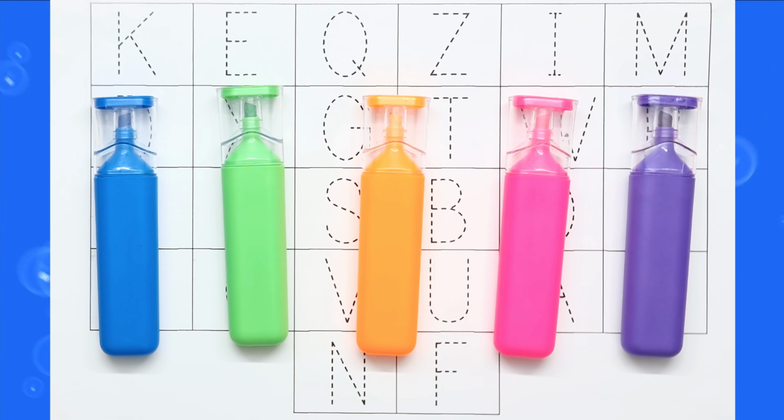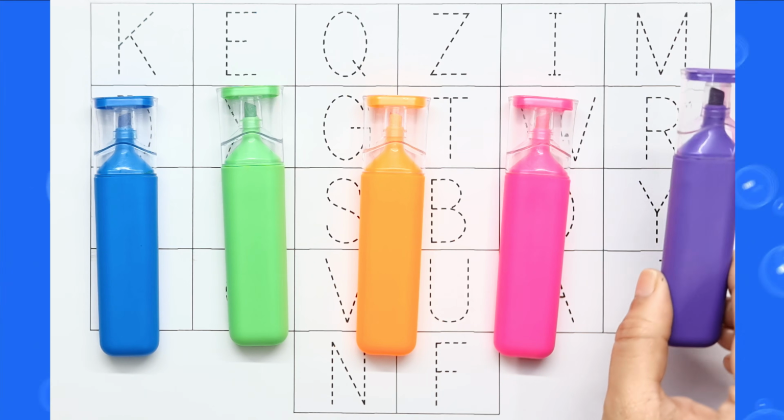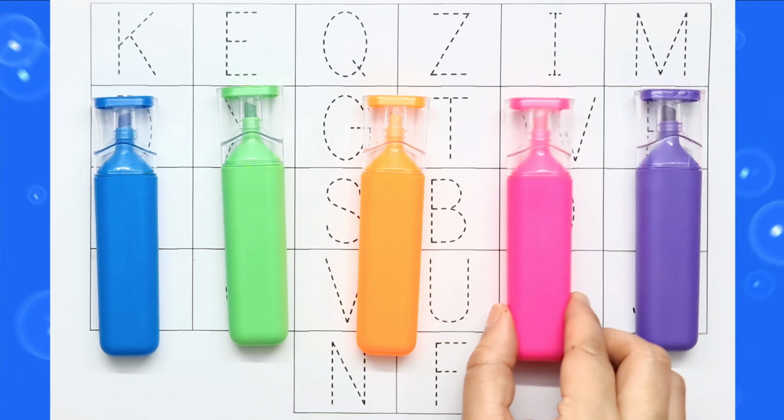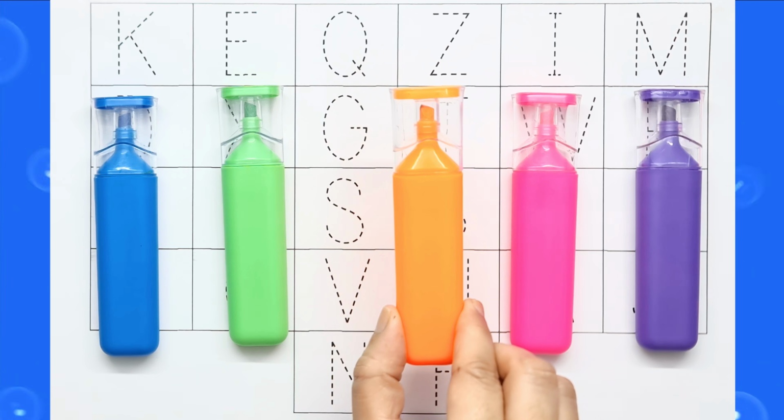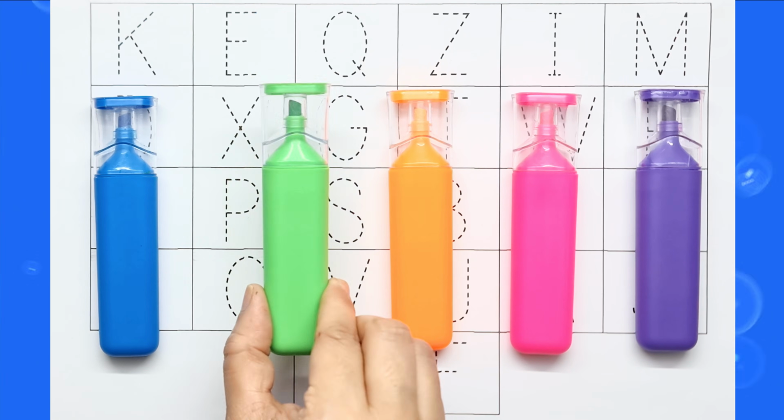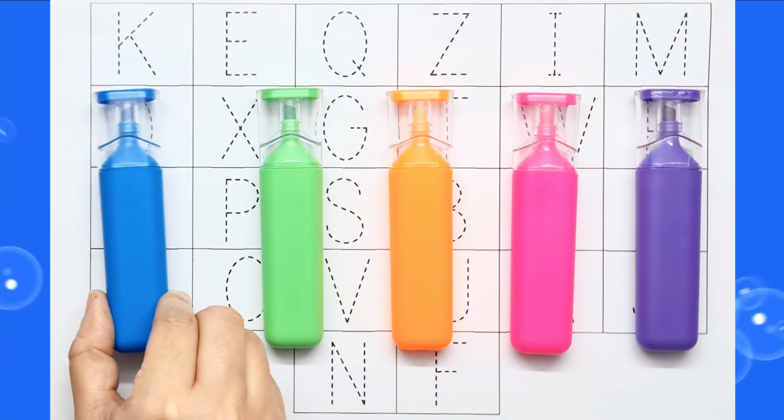Let's learn the alphabet with colors. Purple color, pink color, orange color, green color, blue color.